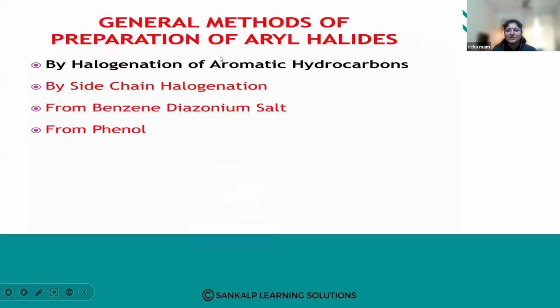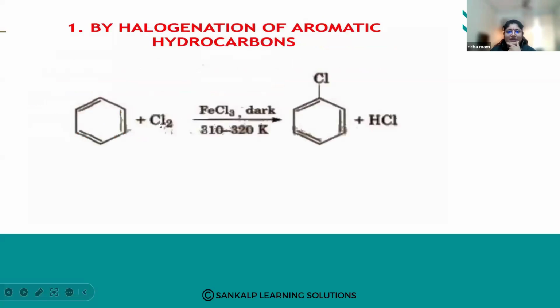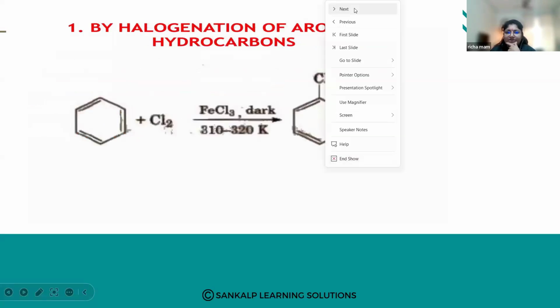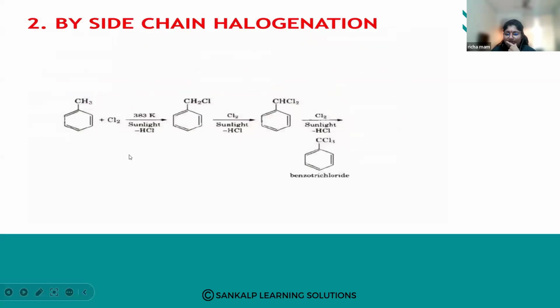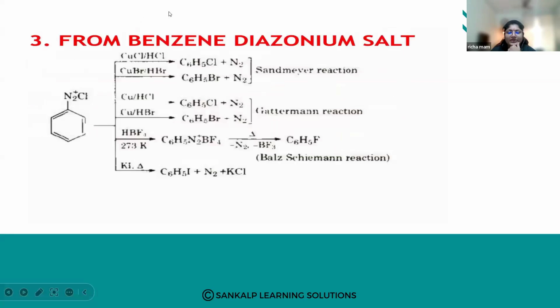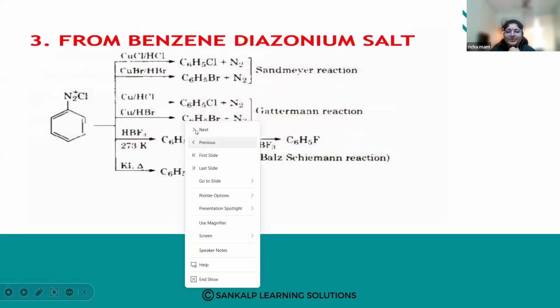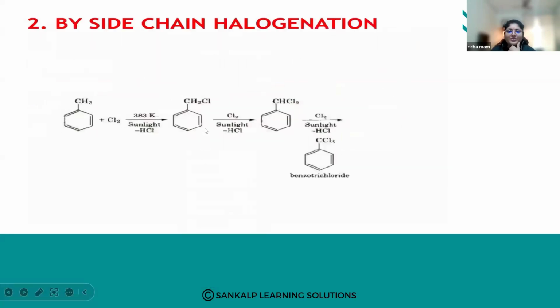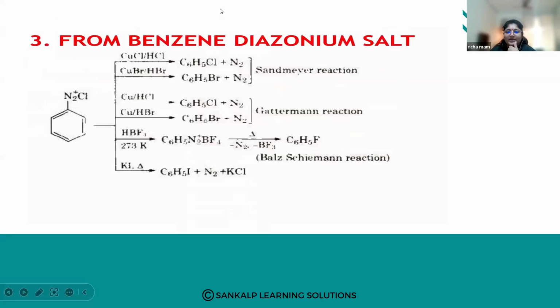And then we discussed the preparation of aryl halides by halogenation of aromatic hydrocarbons, by side chain halogenation, from benzene diazonium salt and from phenol. So these things we have discussed: the electrophilic substitution reaction, then side chain halogenation. Whenever we are doing side chain halogenation, it goes in the presence of sunlight and a halogen, until the hydrogen atoms are replaced. At each step, hydrogen atoms are replaced with the halogen and we get the final product.